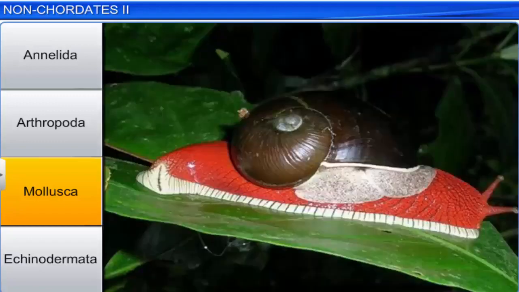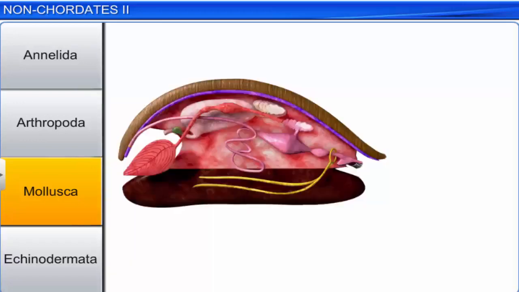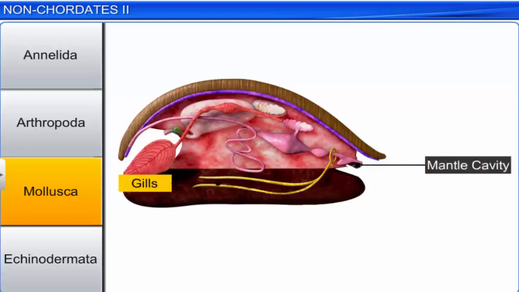Above the visceral hump is a soft and spongy layer of skin, which forms the mantle. The space between the visceral hump and the mantle is called the mantle cavity, which bears feather-like gills. These gills help in respiration and excretion.